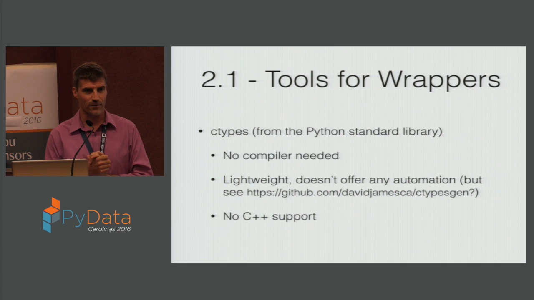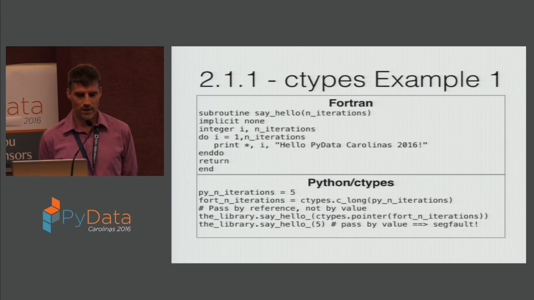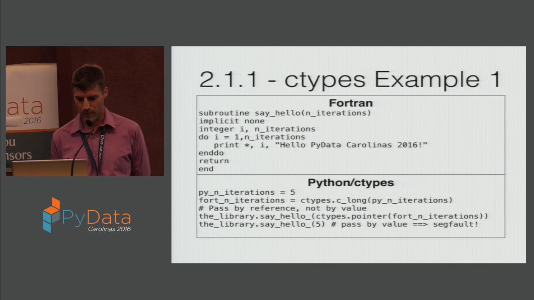I haven't used it, but it looks like an interesting option. Another knock against ctypes is that it doesn't have any C++ support. I want to give a quick example of how ctypes can talk to Fortran. There's a very simple hello world written up there in Fortran, and down at the bottom you see the ctypes code that you might call that with.